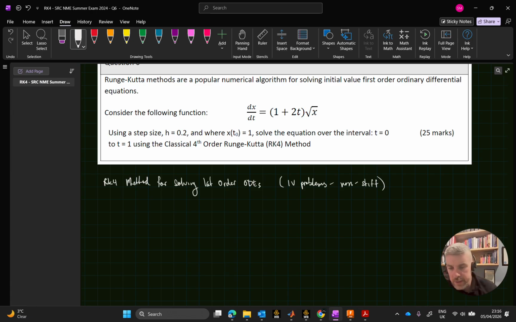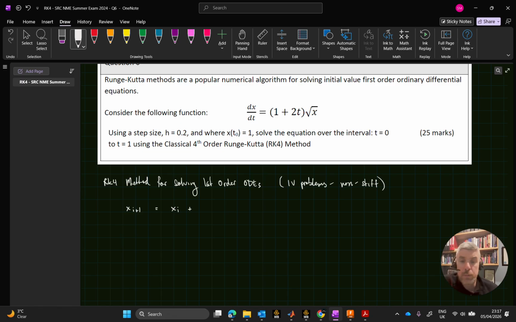So the idea is that your solution at the next time step, x i plus 1, is equal to your solution at the current time step, obviously because you can't go to where you're going unless you are where you are first, plus an adjustment to that, either going up or down. And that adjustment is given by a slope multiplied by a run, right? So a slope multiplied by a step size effectively is going to give you a height adjustment. So a height plus a height will give you a new height.